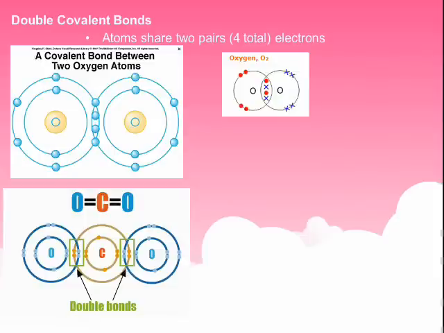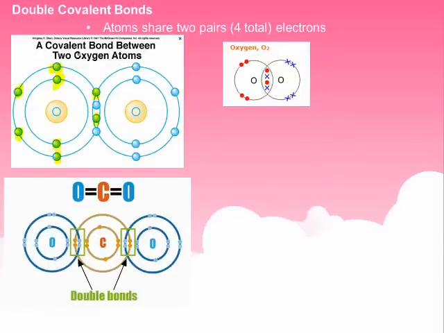Double covalent bonds, they share 2 pairs, 4 total electrons. So here we have 2 oxygen atoms up here, and they share. Oxygen, recall, has 6 valence electrons. It wants 2. Oxygen says, hey, I want 2, I have 6. This oxygen says, hey, I have 6, I want 2 more. Well, let's just give each other 2, share with each other, and we'll be happy with 8. And they are. So this on the left has 8, and on the right has 8, and they're sharing.